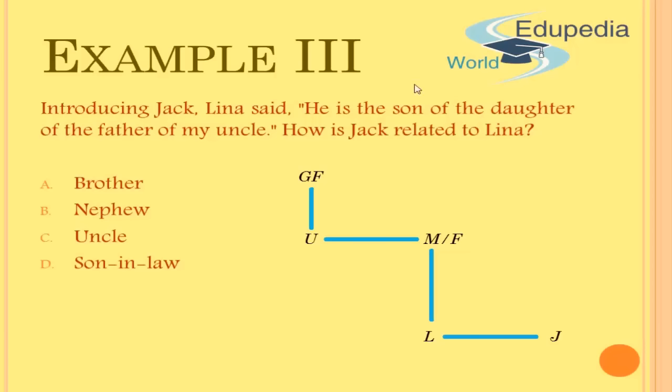He is the son of the daughter of the father of my uncle. So Jack is the son of this person. The same line will be extended downwards, and then I will draw a horizontal line. Son of Lena's mother means Lena's brother. So I know that Jack is Lena's brother. Okay, so Jack and Lena are brother and sister.